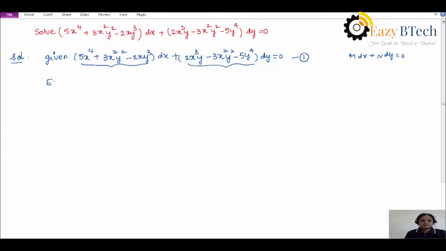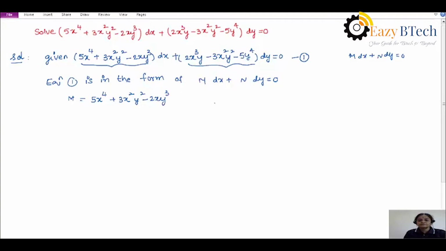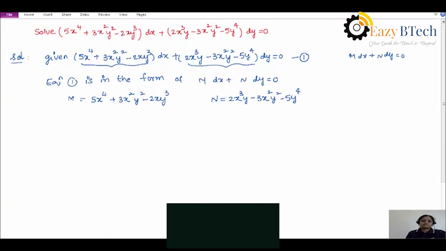So equation 1 is in the form of M dx + N dy = 0. Then writing the values of M and N. So M is 5x⁴ + 3x²y² − 2xy³, and the value of N is 2x³y − 3x²y² − 5y⁴.